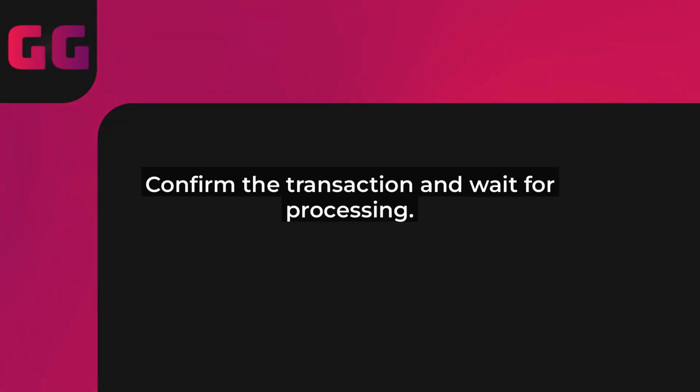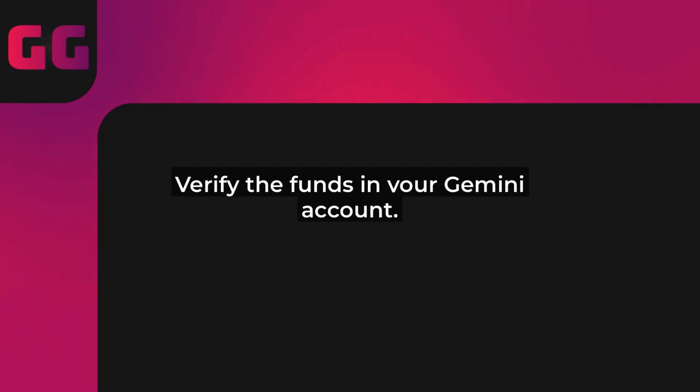Step 5. Wait for the transaction to process. On the Ethereum network, which USDC uses, this might take a few minutes to an hour, depending on network congestion in 2025. Once it's done, check your Gemini account to confirm the USDC has arrived.